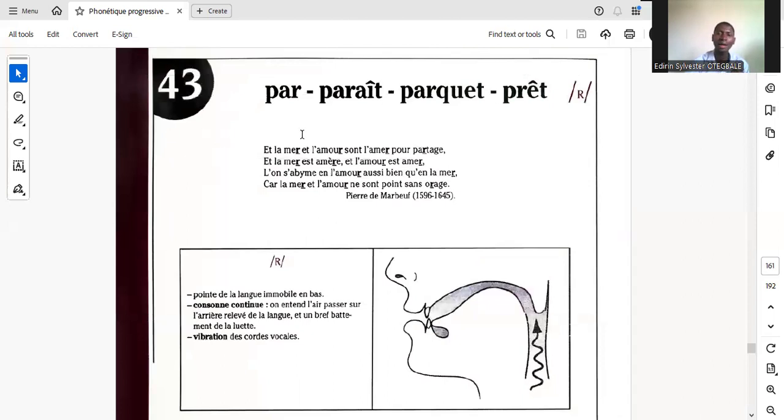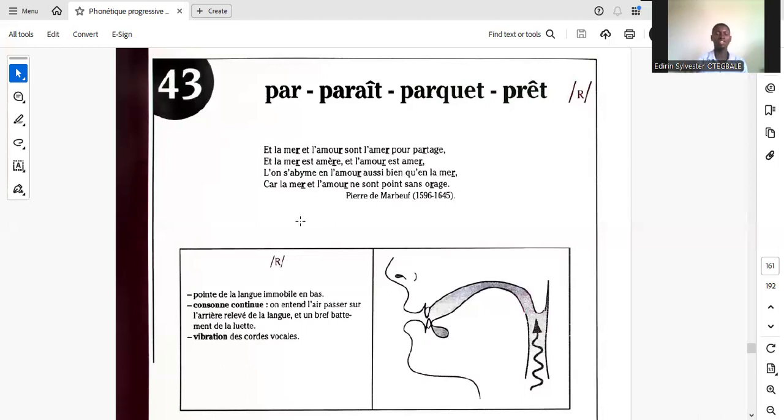Pa, pare, paquet, prêt. Et la mère et l'amour sont la mère pour partage. Et la mère est amère et l'amour est amer. L'on s'abîme en l'amour aussi bien qu'en la mer. Ça, la mer et l'amour ne sont point sont orange.